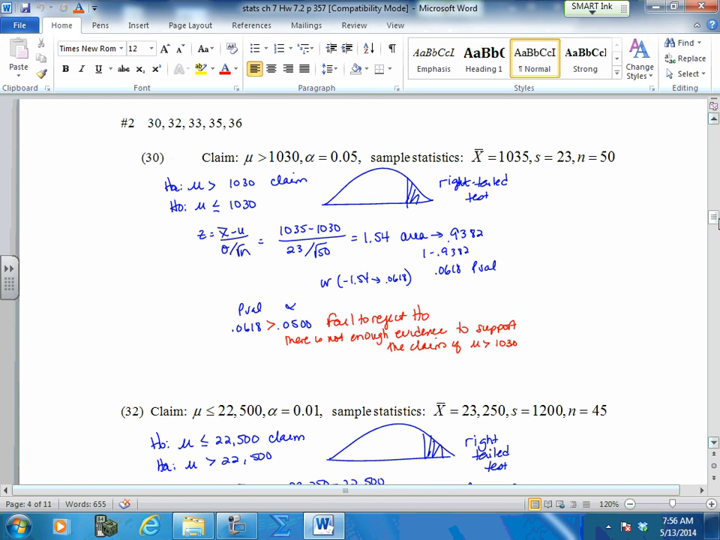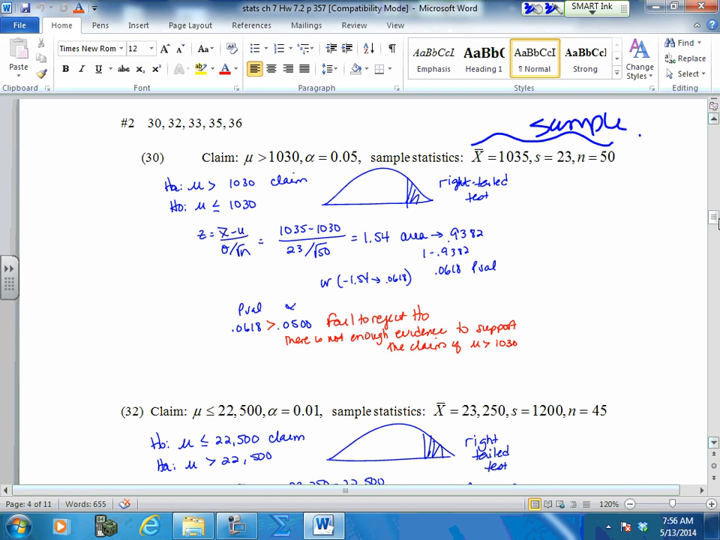Okay, number 30. You have a claim. Your claim is that your mean is greater than 1030. Your level of significance is 0.05. This is a population statement. You do a sampling. You challenge the population based on your sample. So here's your sample information.